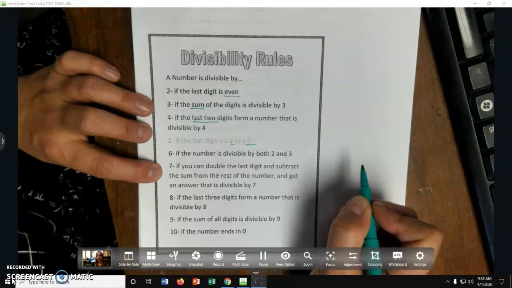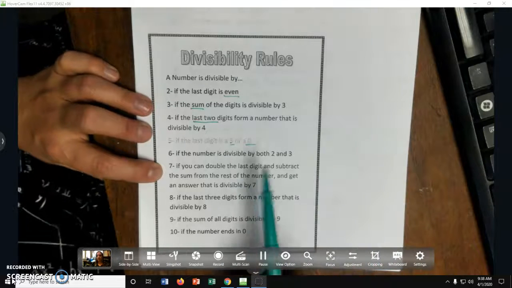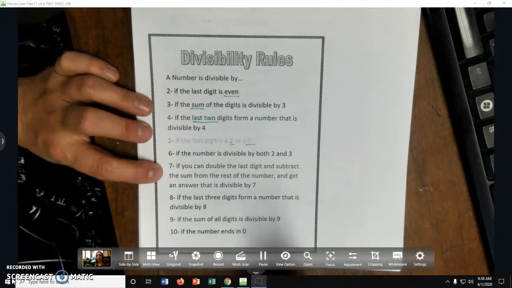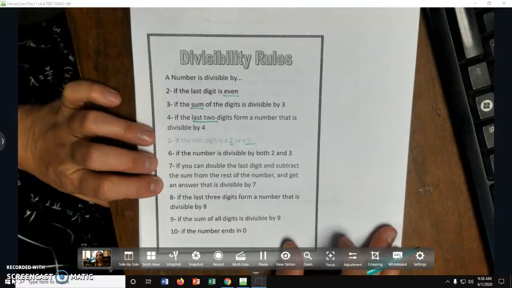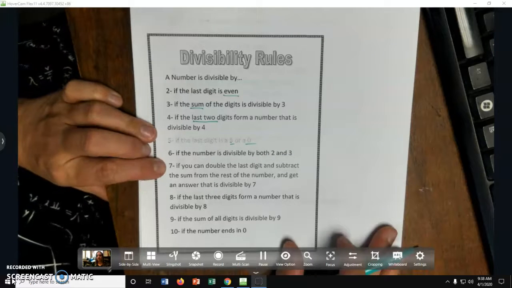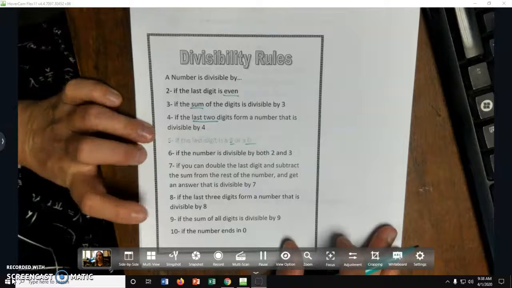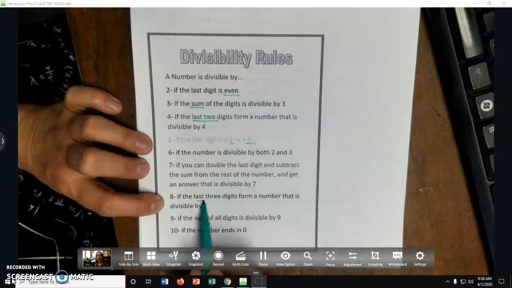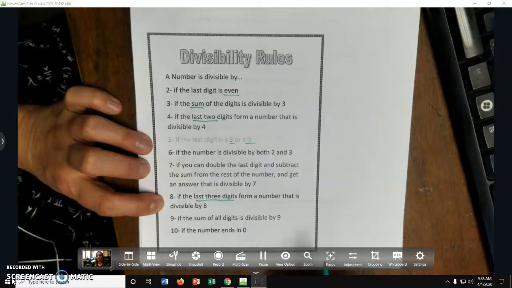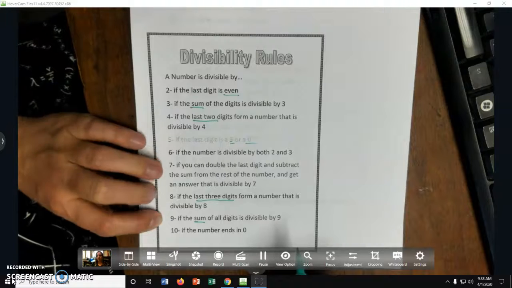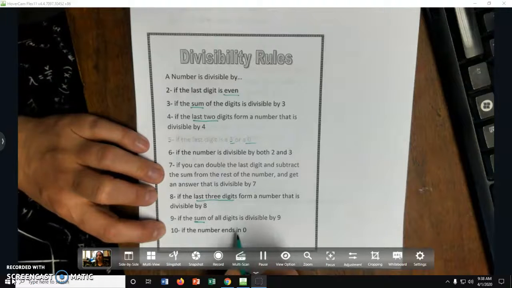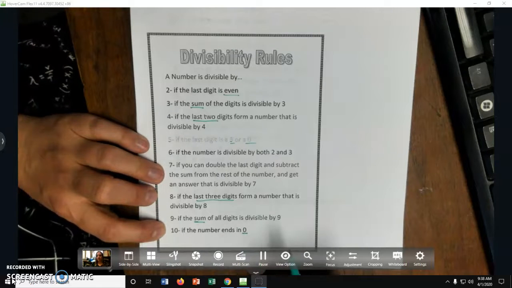A number is divisible by 7, this is the tricky one. If you can double the last digit and subtract the sum from the rest of the number and get an answer that is divisible by 7, then the whole number is divisible by 7. A number is divisible by 8 if the last 3 digits form a number that is divisible by 8. A number is divisible by 9 if the sum of all the digits is divisible by 9. We're at that sum again. And a number is divisible by 10 if the number ends in 0.